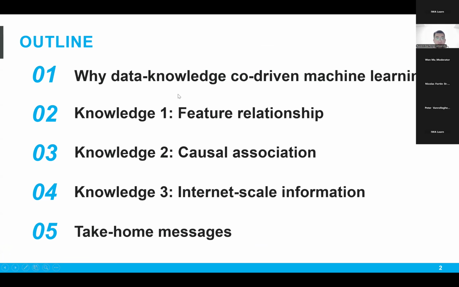This is the outline of my presentation. There are 5 parts. The first is the background, to introduce why we use data-knowledge-code-driven machine learning to replace conventional machine learning. Then there are 3 types of knowledge we want to incorporate into the machine learning. The final part is the conclusions.